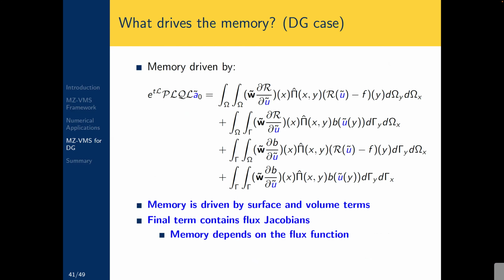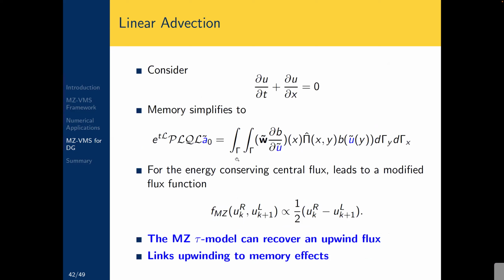What you can do, I'll jump through, is go to linear advection. You can just look at a straight linear advection equation, partial u, partial t plus partial u, partial x equals 0. I can write out the memory term, and if I'm very patient, I can work through deriving all of this. I can start with the DG method with a central flux. What happens is that this memory term ends up only modifying your flux function, and it actually ends up giving you an upwind flux. For those of you who are not familiar with DG, upwind fluxes are basically the way that we get numerical stability in DG methods.